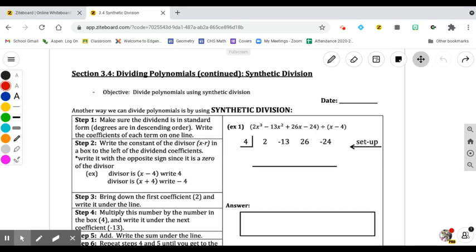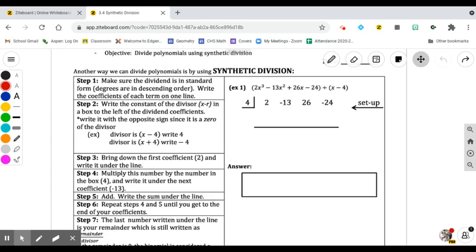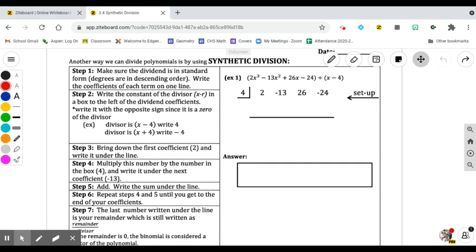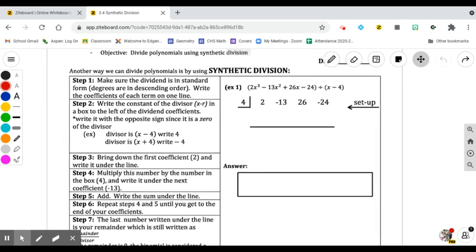Hey everyone, so this lesson is another way of dividing polynomials. We did long division last Tuesday and Wednesday, and now this is called synthetic division. The steps seem complicated, but once you learn how to do it, it's actually a lot easier than long division. So here we go.